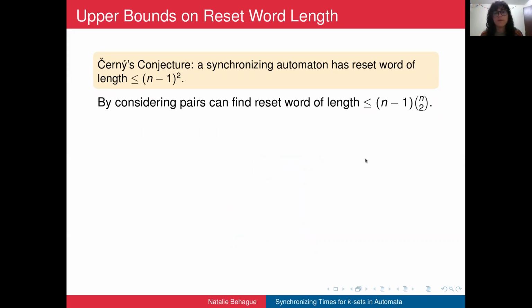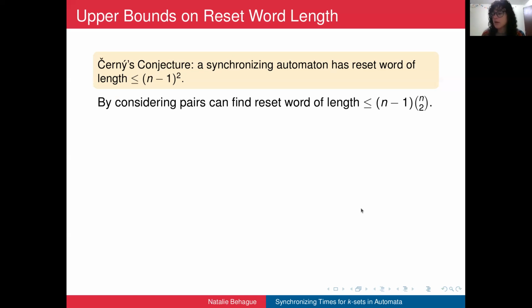So the very first simple argument is, if you consider just a pair of states, how long would a reset word be that sends that pair of states to a single state? So send them both to the same state. Well, if you think about how a word acts on that pair of states, it's going to send that pair to another pair, to another pair, to another pair, until eventually they both get sent to the same state. They both get sent to a singleton.